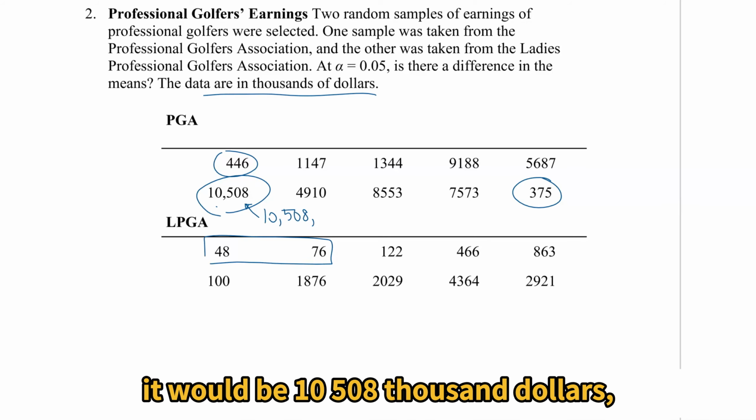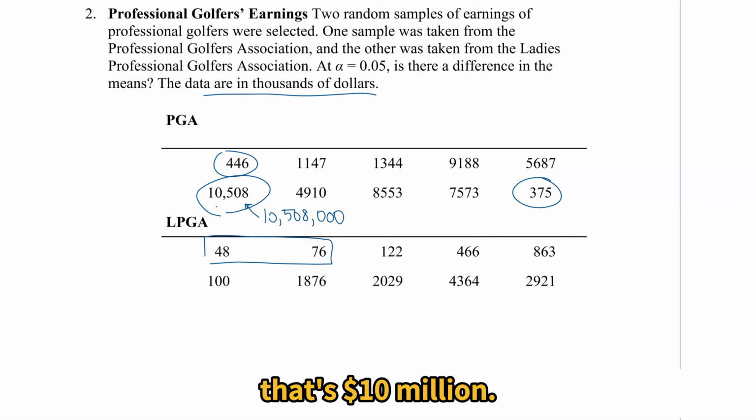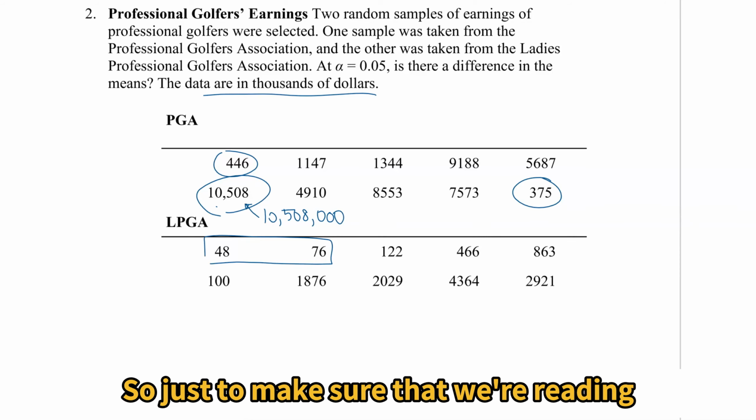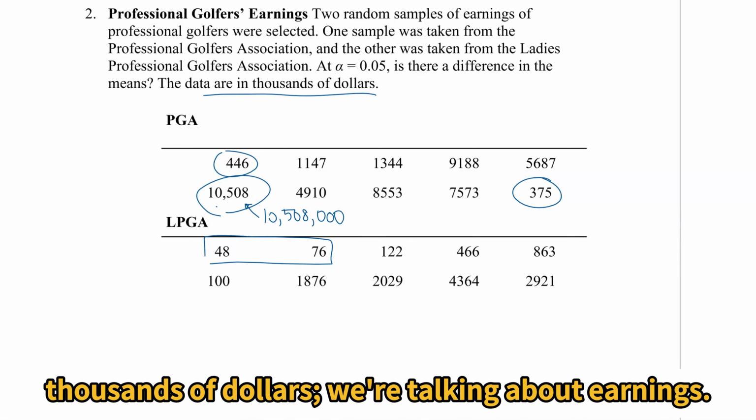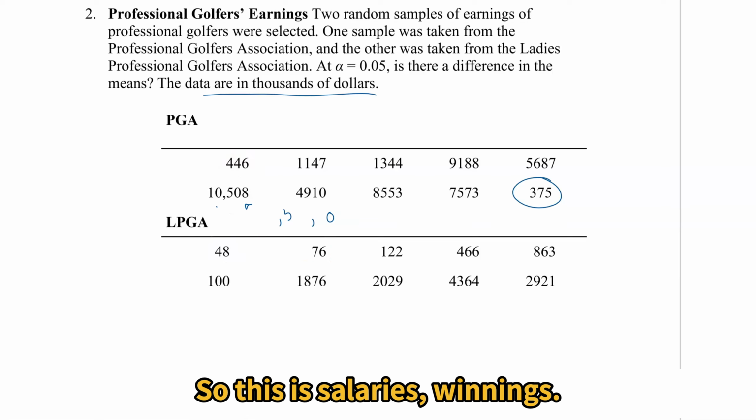Because it would be $10,508,000. That's $10 million. So just to make sure that we're reading the data correctly, we're in thousands of dollars. We're talking about earnings. So this is salaries, winnings.